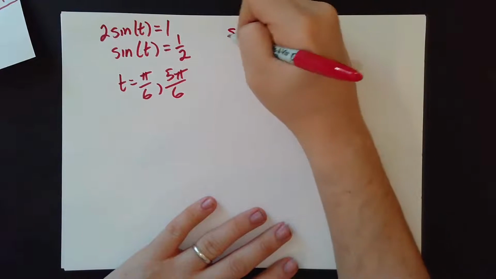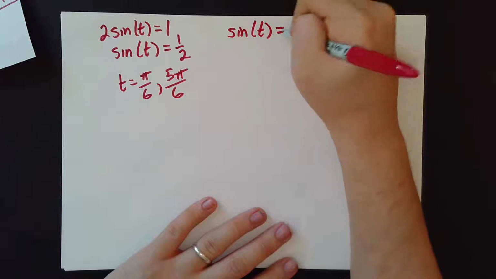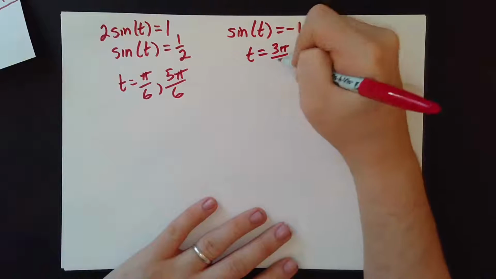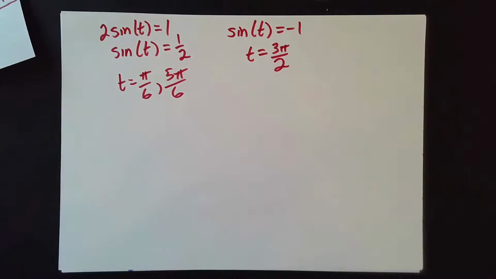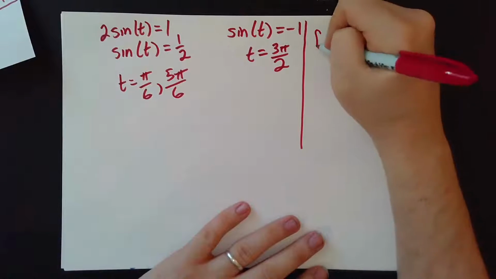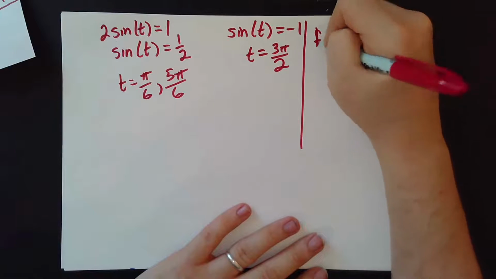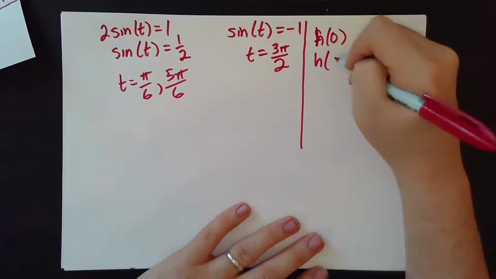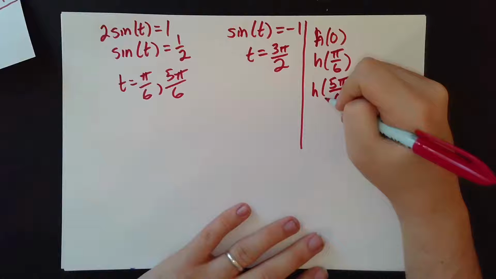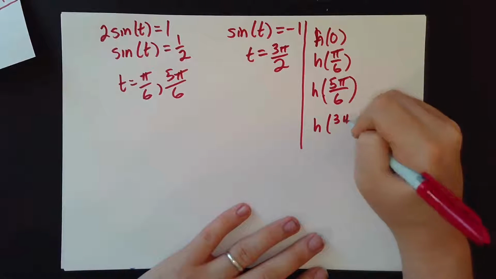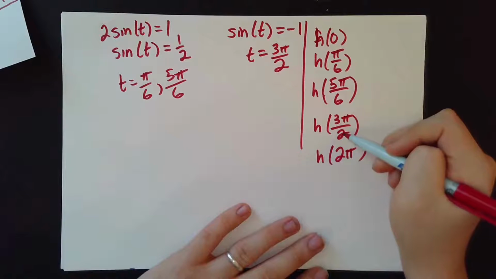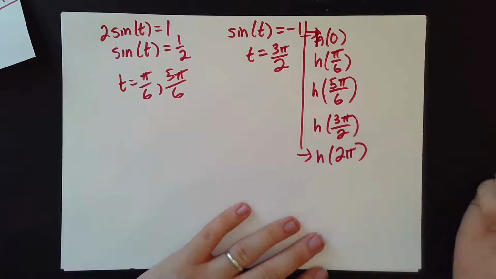And then the other thing was sine of t plus 1 equals 0, so that's saying sine of t is minus 1. And so that's going to tell me t is 3 pi over 2. And ergo, I am supposed to look at the values h of 0, h of pi over 6, h of 5 pi over 6, h of 3 pi over 2, and h of 2 pi. These three because they're places where the derivative is 0, and these outer ones because they're the endpoints of my interval.